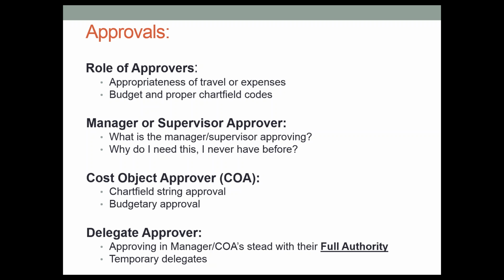But really, the key here is that we're putting the power back in the department's hands for them to make proper decisions as their approvers. So in the system, we've got a minimum of 2 approvers that are required for every transaction, whether it be a travel request or an expense report. Those 2 approvers are a manager or supervisor approver and a cost object approver. So let's go through the manager one first, and that's your HR supervisor.